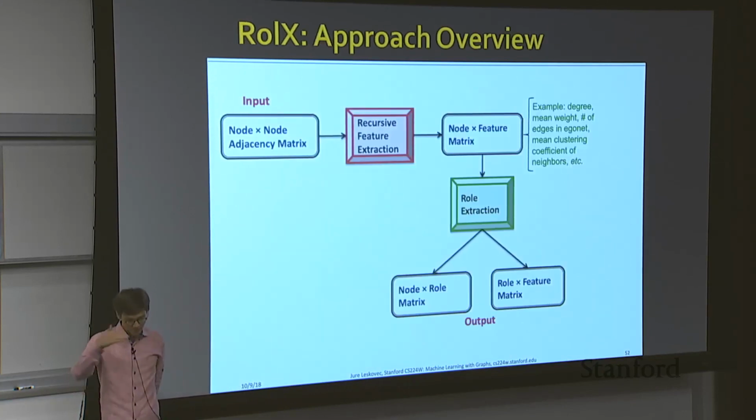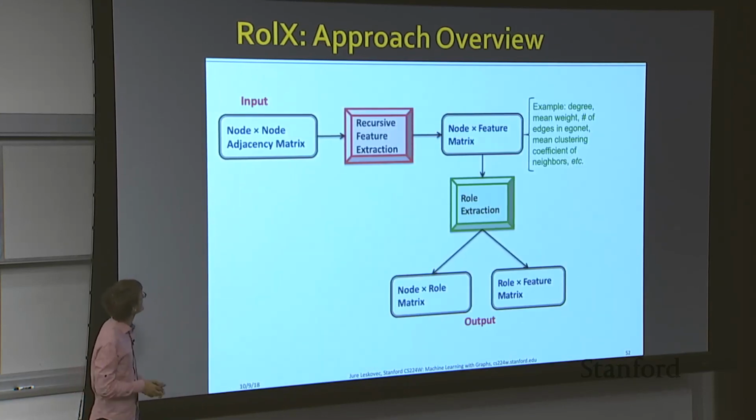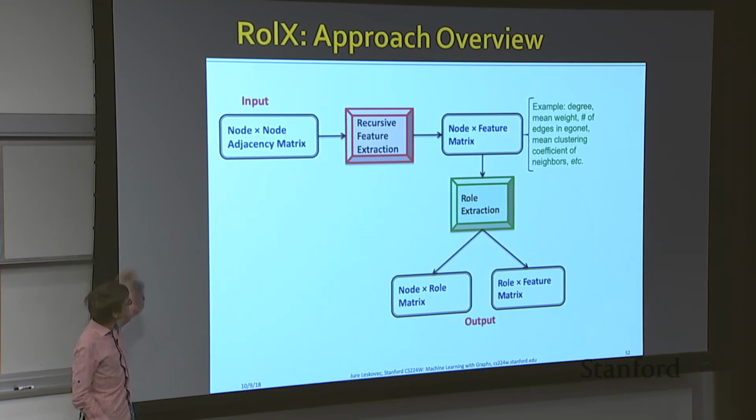And the way the approach will go, it will go over these different steps. On the input, we will get a network, the adjacency matrix.